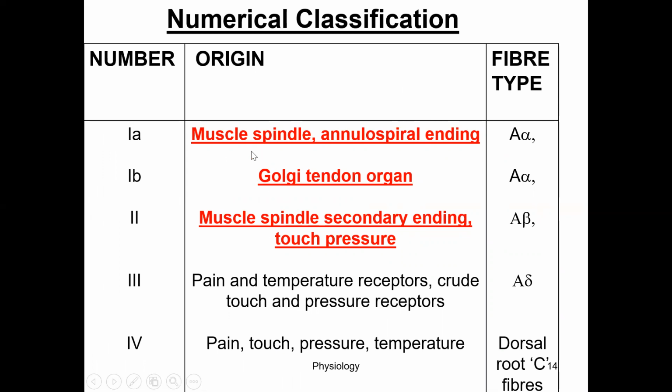So I will show in the diagram the different types of nerve supply of the muscle spindle group. What is the role of group 1A, group 1B, and group 2 fiber? You just remember that group 1A, group 1B, and group 2 are connected with the muscle spindle and Golgi tendon.